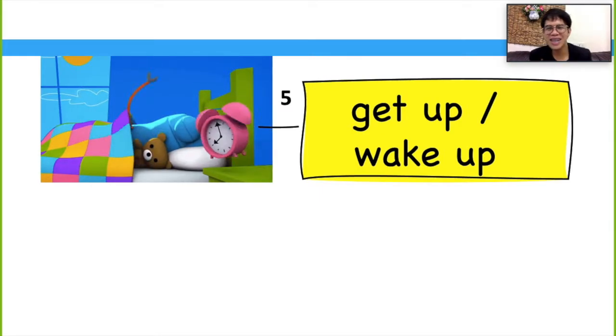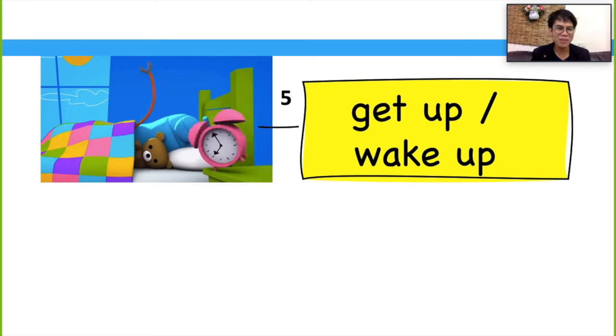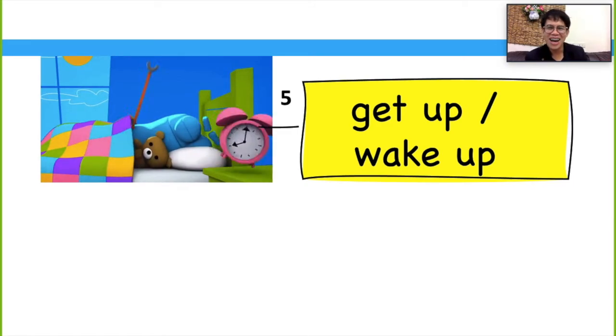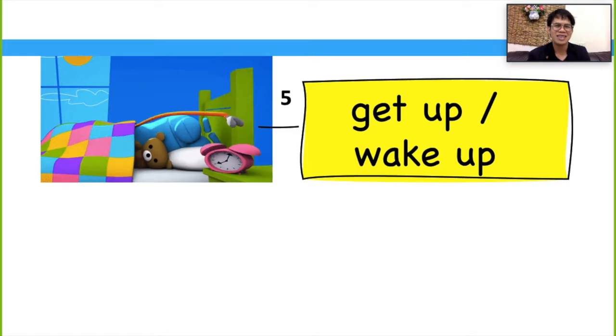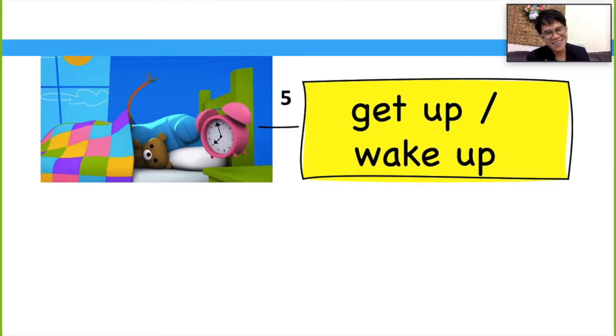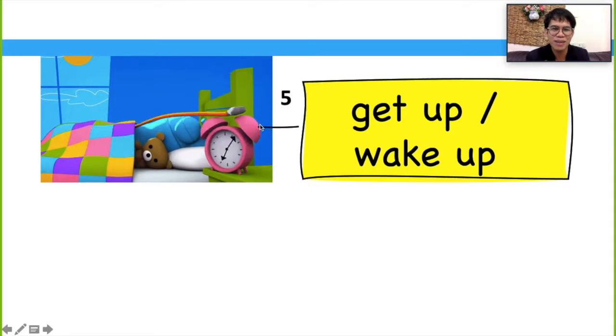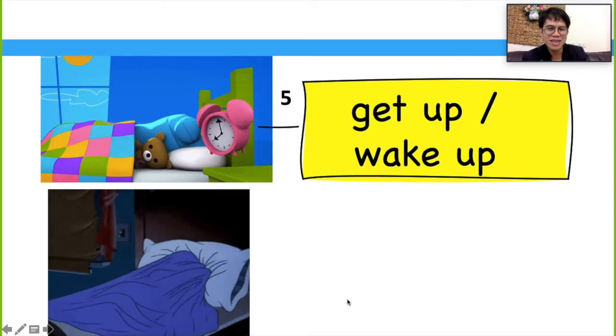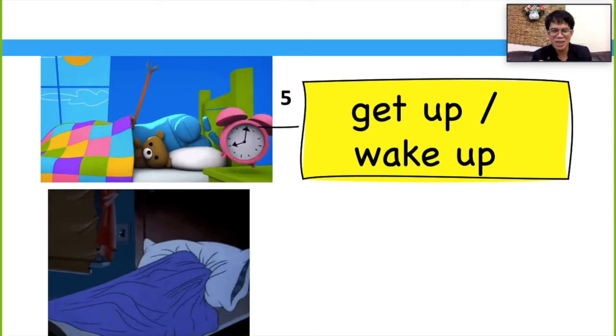So usually we use an alarm clock when we get up, especially when we go to school. Personally, I use an alarm clock when I go to school or when I go to work because if I don't use an alarm clock, I think I will wake up very late. So I use an alarm clock. So this is the alarm clock. Number 6. Number 6, can you guess what this is?